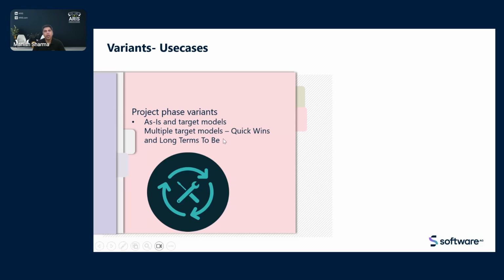So you could have multiple target models. A quick win is something, say, a to-be process that is going to be implemented quickly, and then there could be a long term to-be process, which is say over a 3 year period or 5 year period. So when you have all of these different models living simultaneously and can be edited simultaneously, in that situation you would be creating variants. So you would have an as-is master and multiple target variants, and all of them can be edited simultaneously.